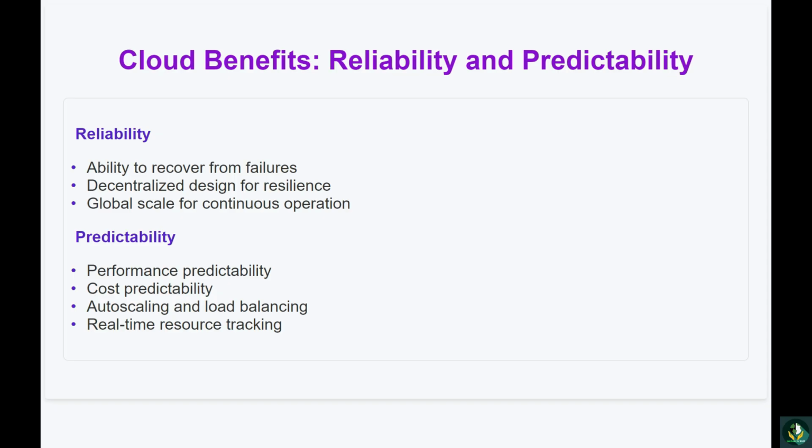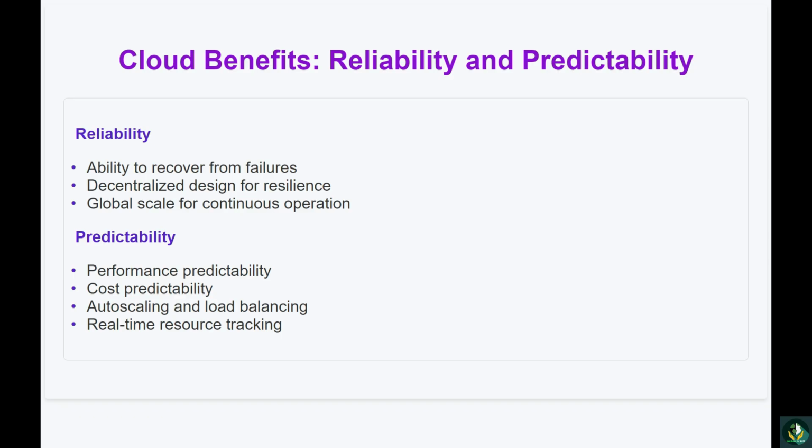Reliability. Reliability in cloud computing refers to a system's ability to recover from failures and continue functioning. It's a critical aspect of any IT infrastructure, but cloud computing takes it to a new level. Key aspects of cloud reliability include decentralized design. Cloud infrastructure is inherently decentralized, which contributes significantly to its reliability. Resources are distributed across multiple data centers and regions, reducing the risk of a single point of failure.